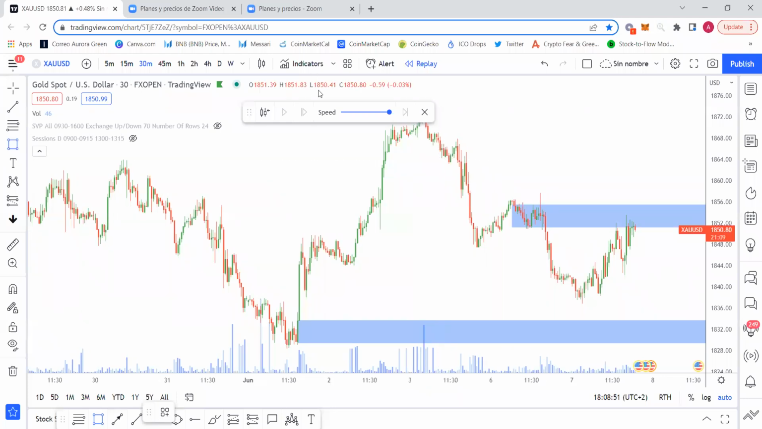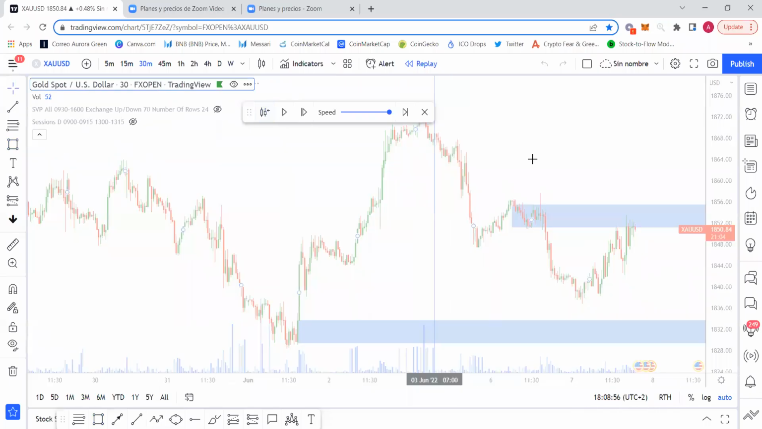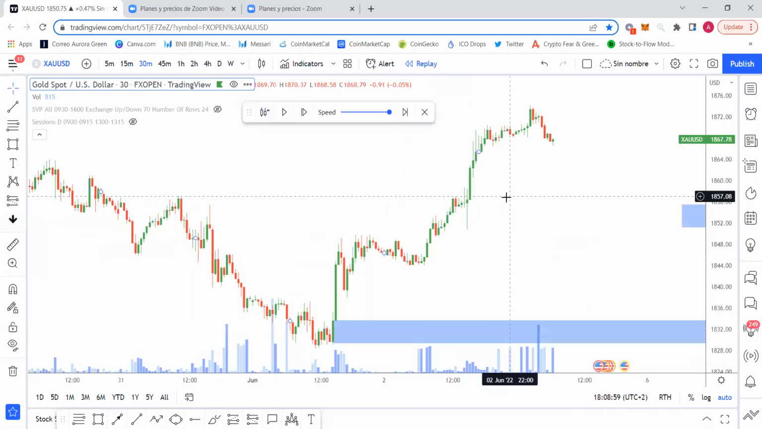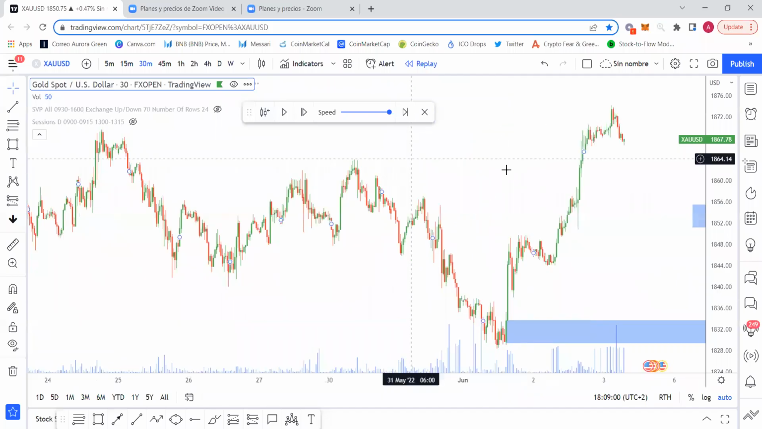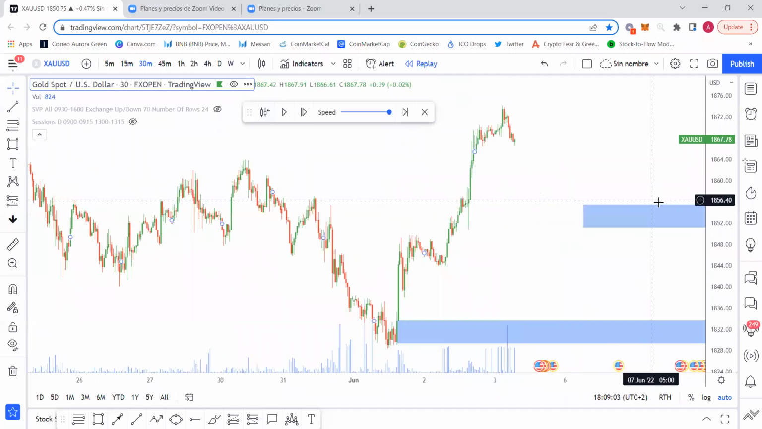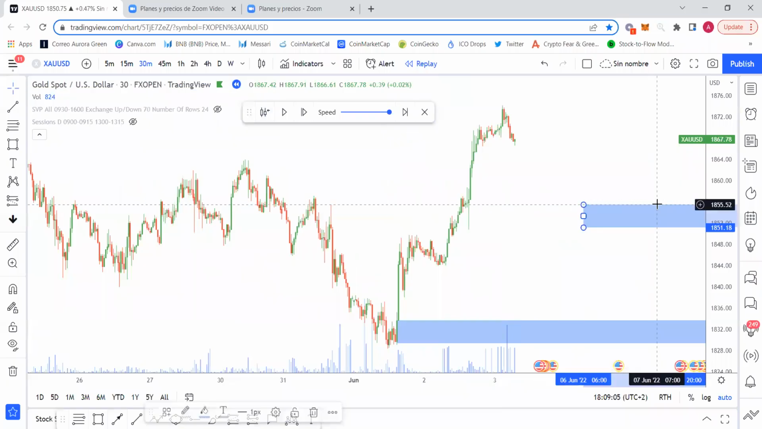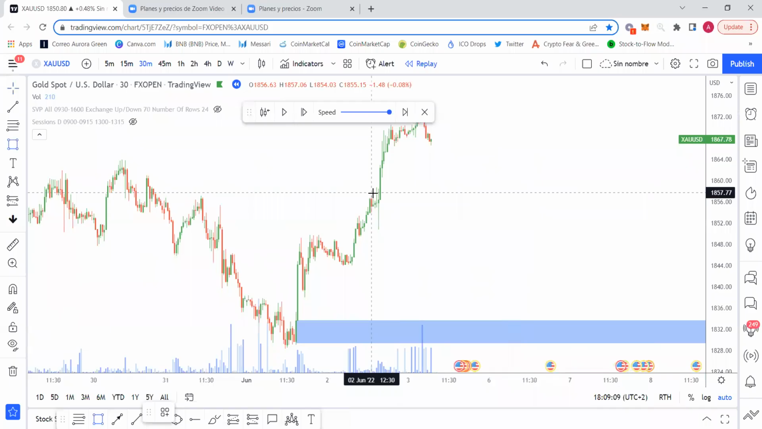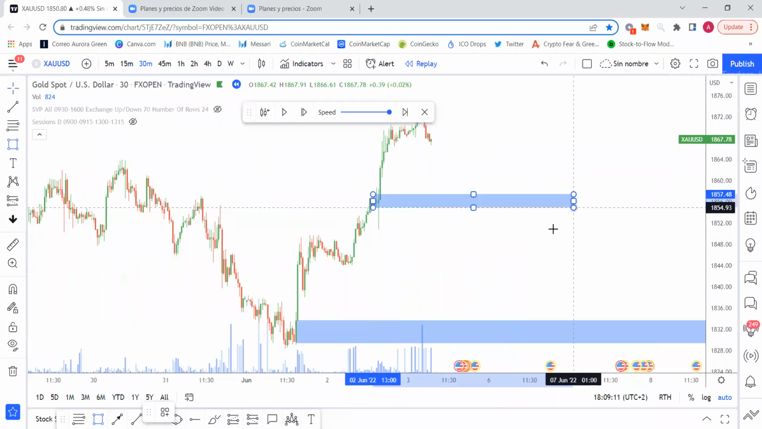So let me do a replay. This is how I would plan my trading, okay? So price is up here. Let's say we are in a bearish trend. It's not the case, but let's just say we are in a bearish trend. Then how am I going to do this? I will mark the supply and demand areas on the way.